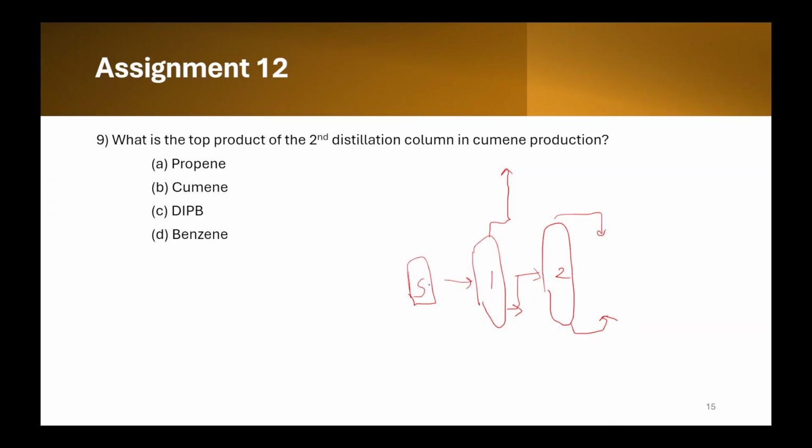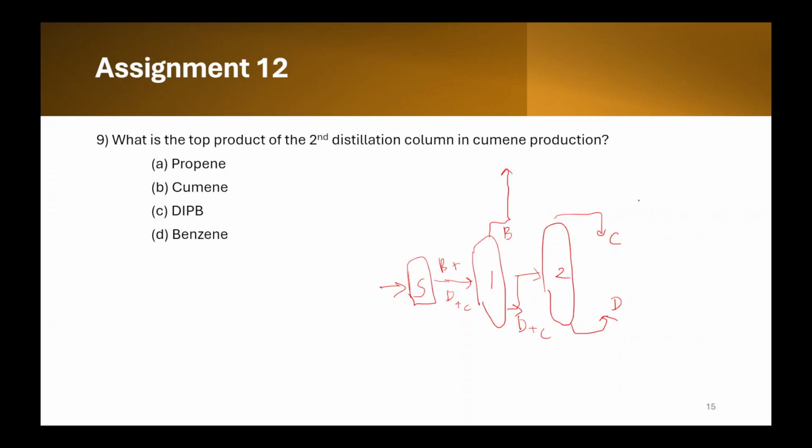You saw that the separated part is B plus D plus C. It goes into this first column, and you remove B or benzene. Then D plus C goes into this second column. So C is the top product and D is the bottom product. You have a logic for that as well. Why is benzene in the top part of the first distillation column and why is cumene the top cut of the second distillation column?